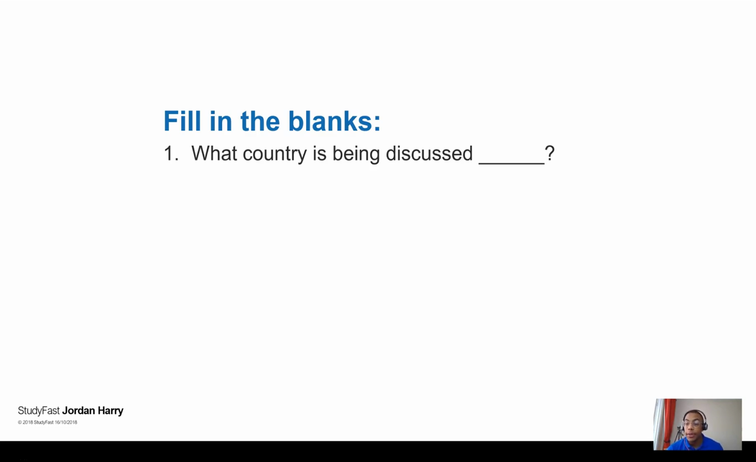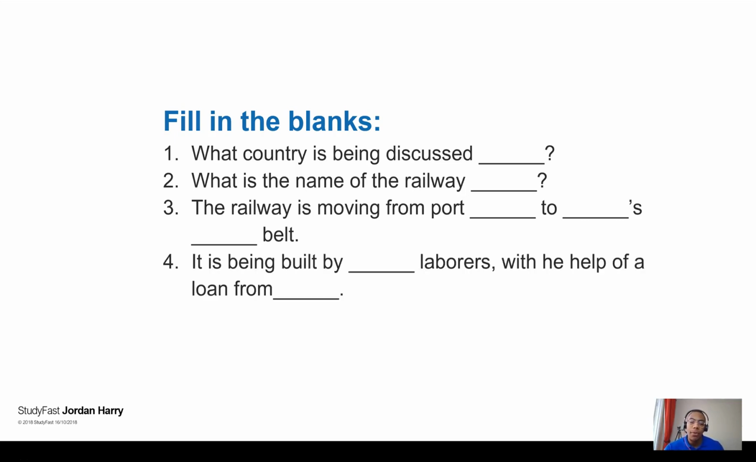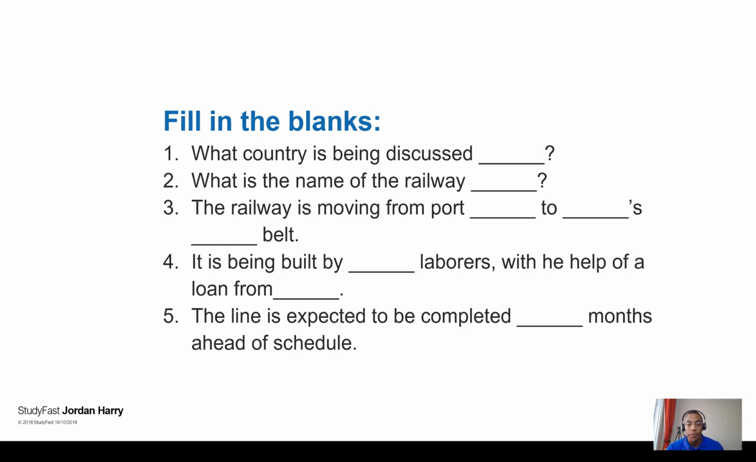Okay, so what country is being discussed? Zombie, Zambia. What is the name of the railway? Tanzam. The railway is moving from the port Dar es Salaam to, who's wearing the copper belt? The zombie, Zambia. It is being built by Chinese laborers with big bags of money from the Chinese government. And the line is expected to be completed 2 months ahead of schedule.